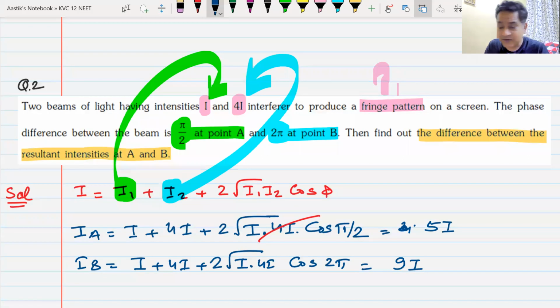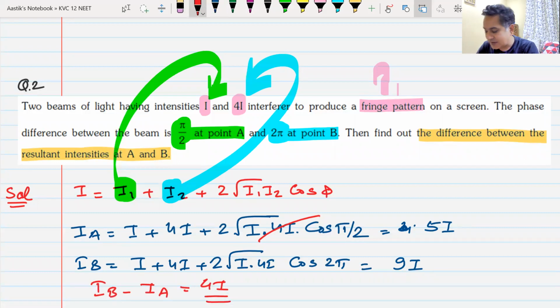After this, it is very simple. They have asked me to find out the difference. How do I find out the difference? I subtract the smaller one from the bigger one and I get the answer as 4I. That is the answer. Everyone got this, yes or no? Yes, sir. Well done, swiftly done. You have not taken so much time. Good. That compels me to do this one as well.